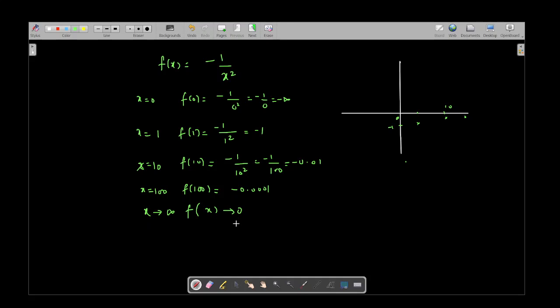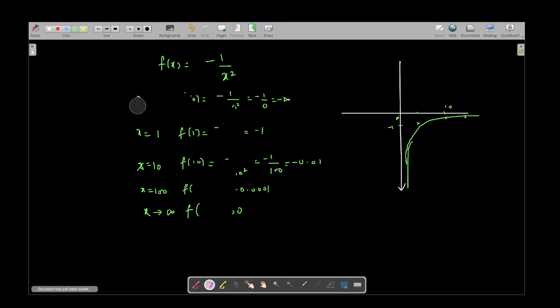But the important thing is the path it is taking. It is taking a path from minus infinity to 0. It goes like this. Similarly, let us take this. Let us write it properly. So this will be like this, minus infinity.